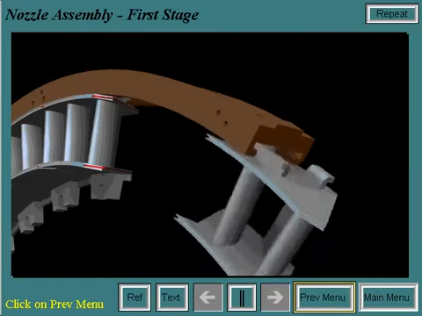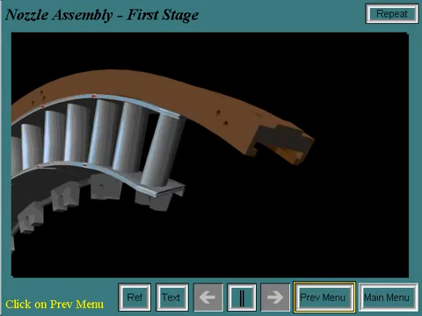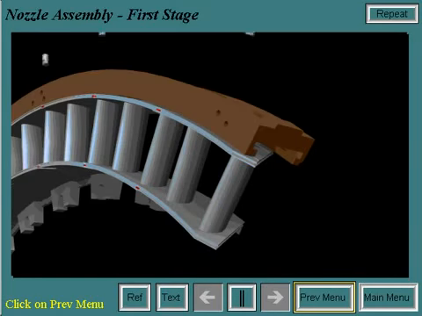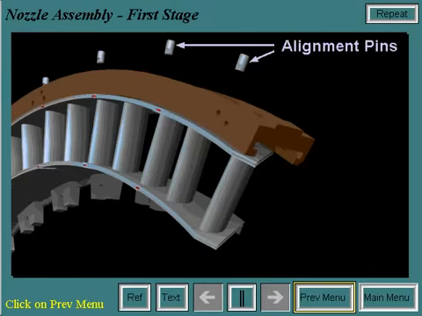To assemble the first stage nozzle, the nozzle segments are installed into the support ring. Seals are installed to minimize gas leakage. Alignment pins are then installed to radially align the segments in the ring.